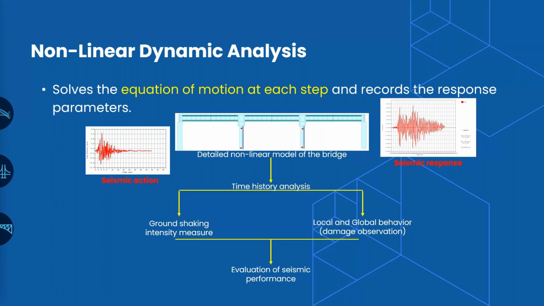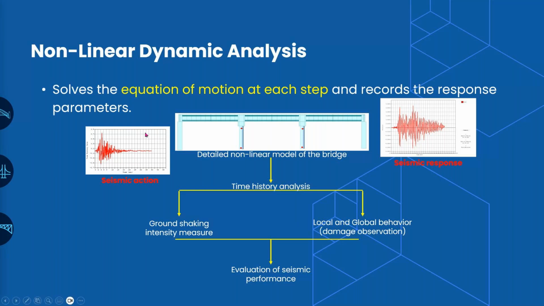Thus, how does the nonlinear analysis work in this case? It solves the equation of motion at each step and records the response of the parameters. Now, the equation of motion that we know is m u double dot plus c u dot plus k u is equal to minus m ug double dot, where ug double dot is basically nothing but the acceleration of the ground, or the seismic force that we could say. This equation is solved step by step in the processor to compute the different parameters as a response.